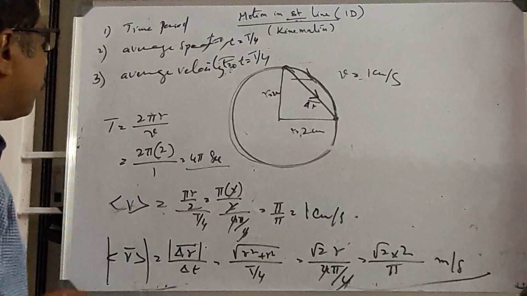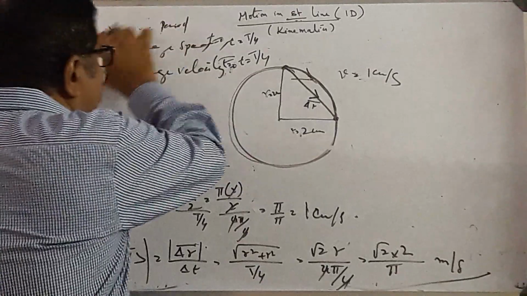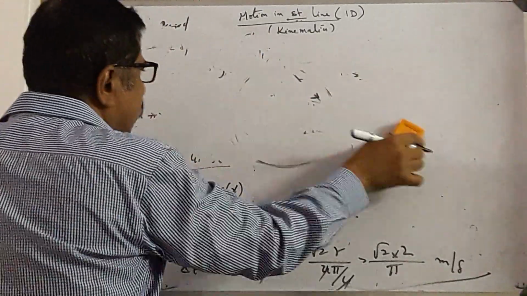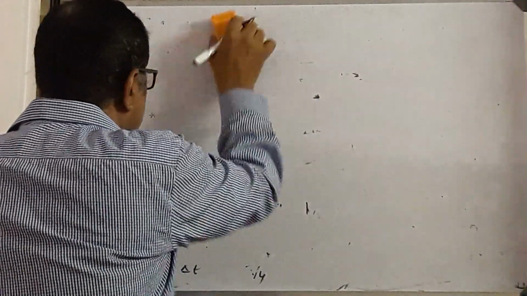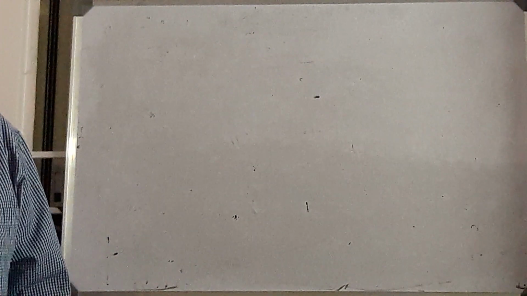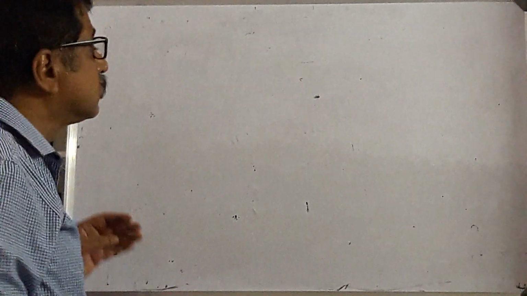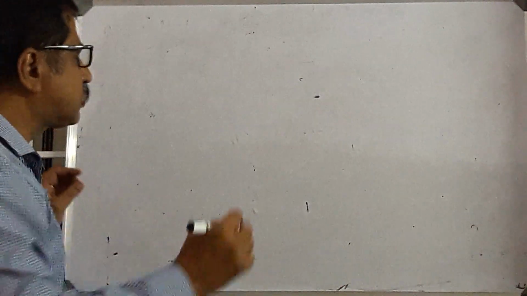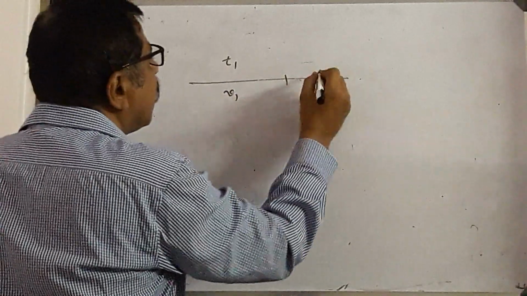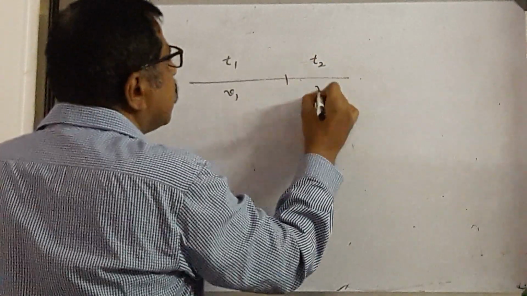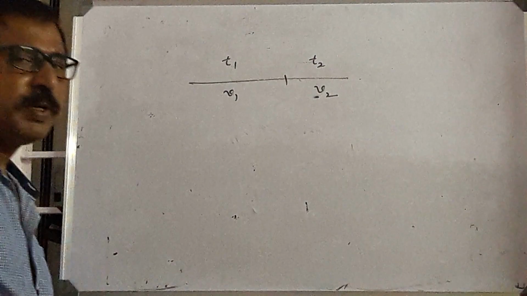This is about the terms and some examples for the average velocity and the average speed. For example, we do one more example. If a particle travelled for a time t1 with the speed v1 and for a time t2 with the speed v2, what is the average speed of that particle?